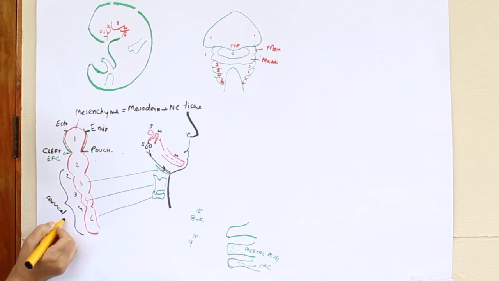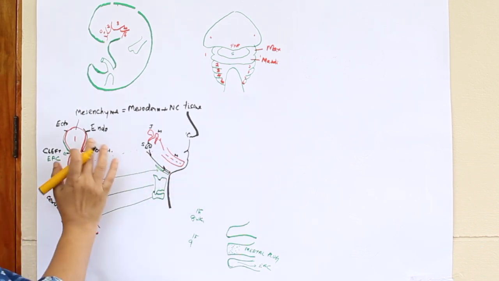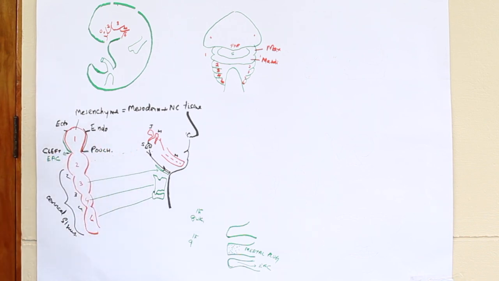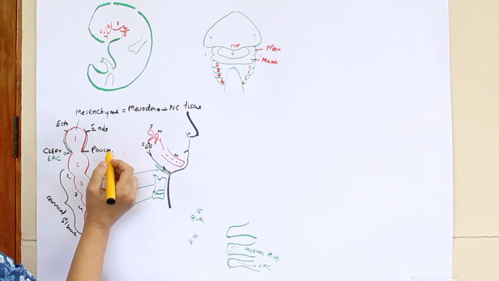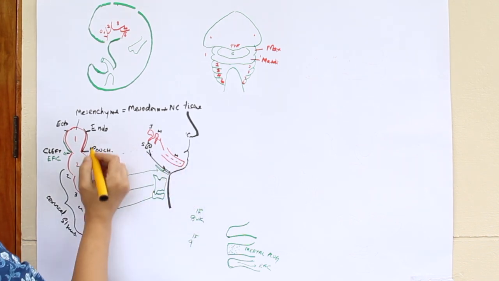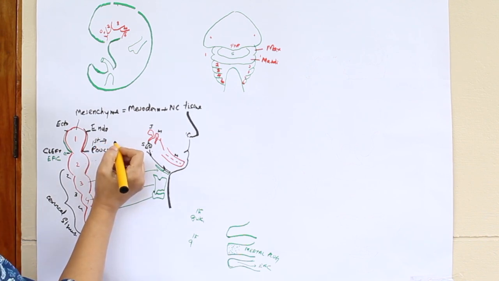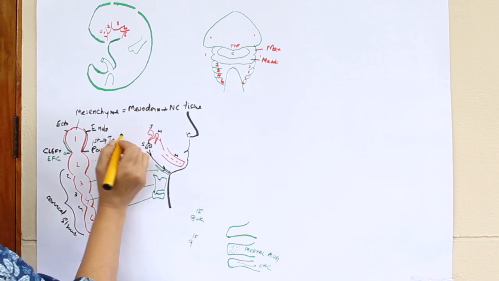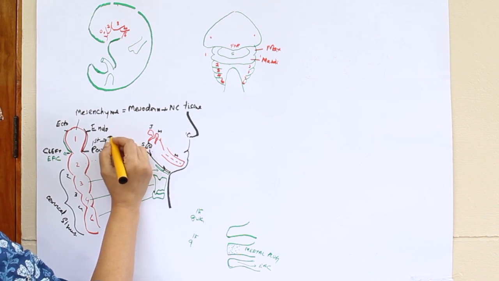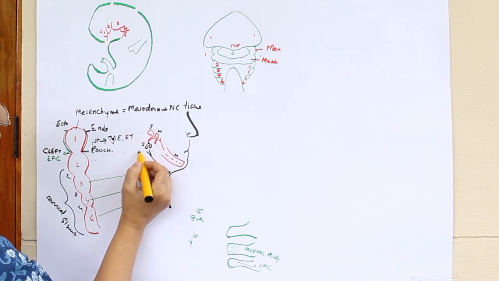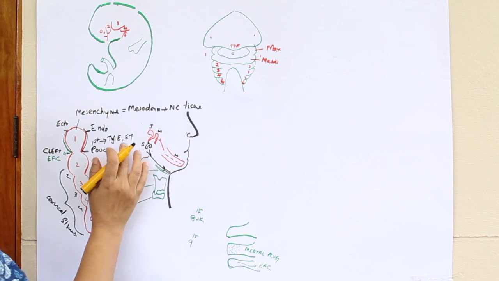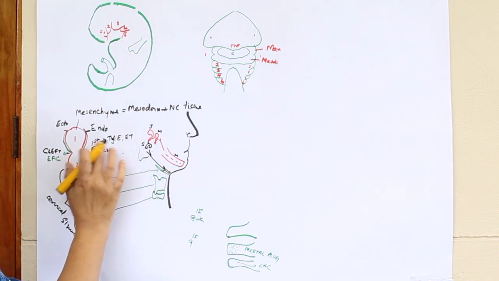cervical sinus. Cervical sinus is formed. Okay. And coming to the pouch, what happens? From the first pouch comes the tympanic cavity, that is the middle ear cavity. Middle ear, eustachian tube, and the mastoid. Coming to this part, here comes the mastoid. So middle ear, eustachian tube and the mastoid form from the first pouch.